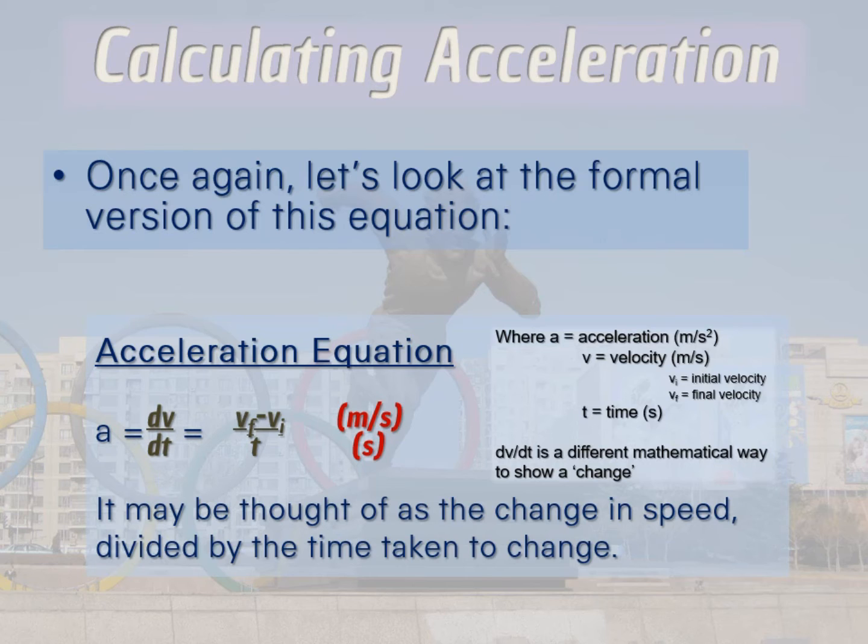And there we have the symbolized form of the last equation. We have vf, the final velocity, minus vi, the initial velocity, over t, the time in seconds. Another way you often hear acceleration being described is as the change in speed divided by the time taken for that change.